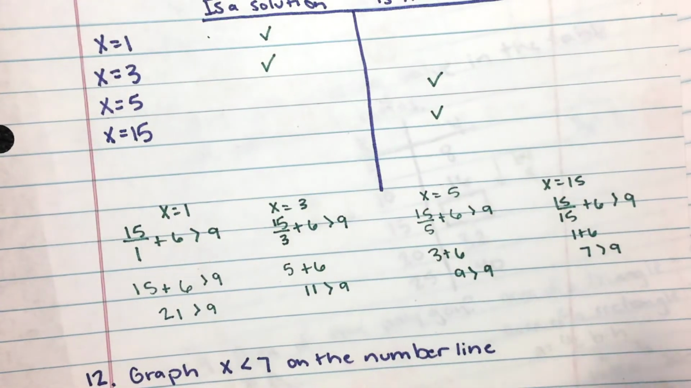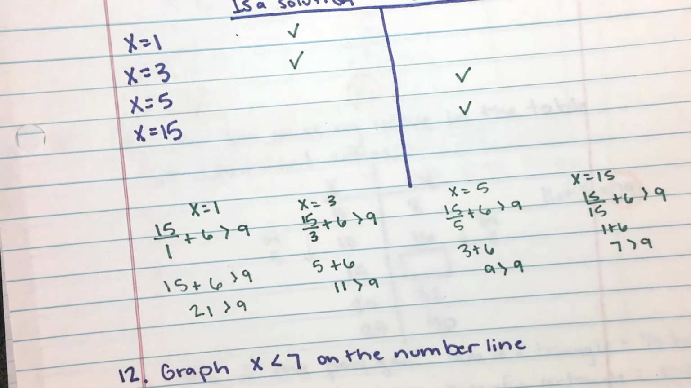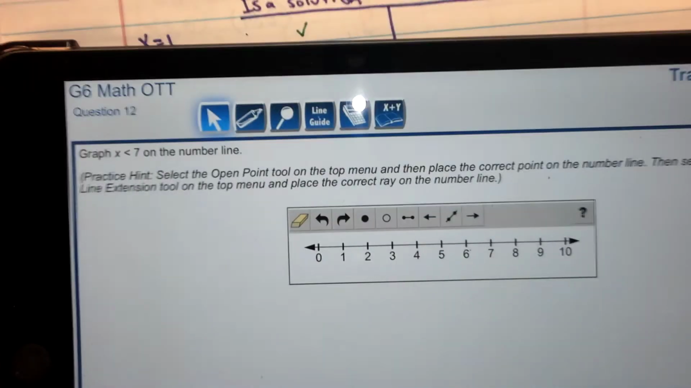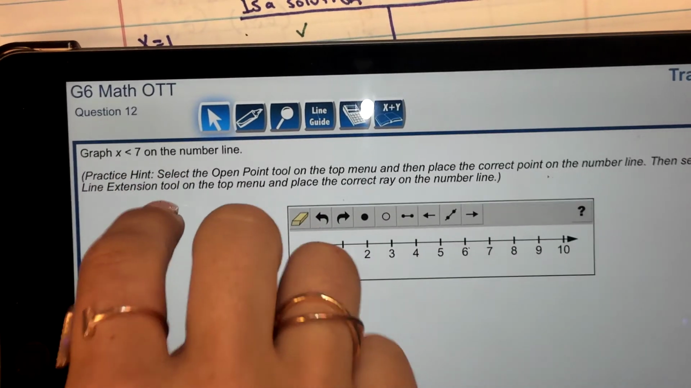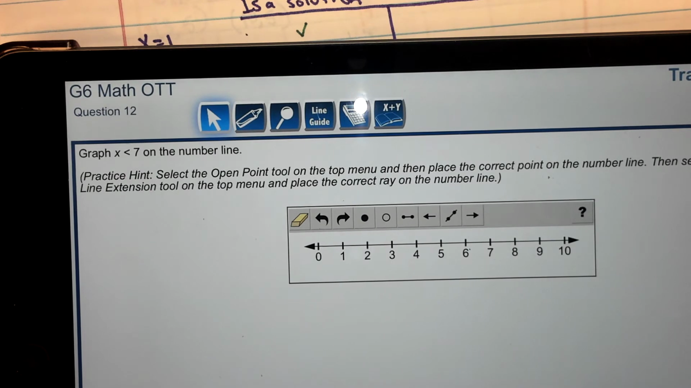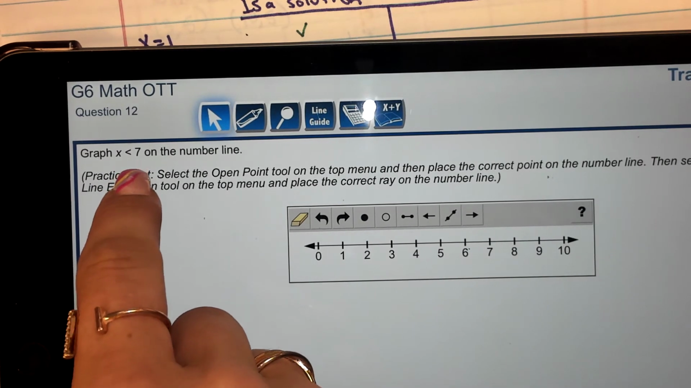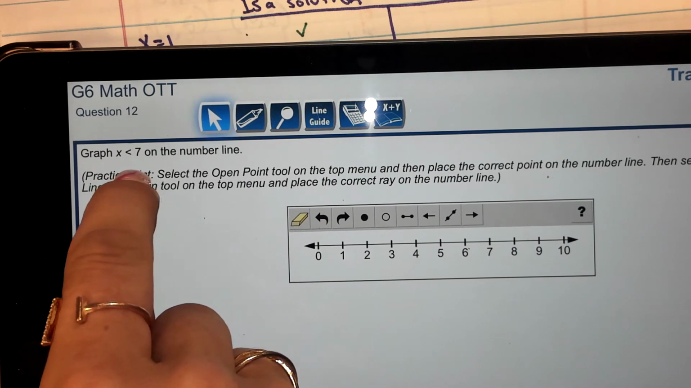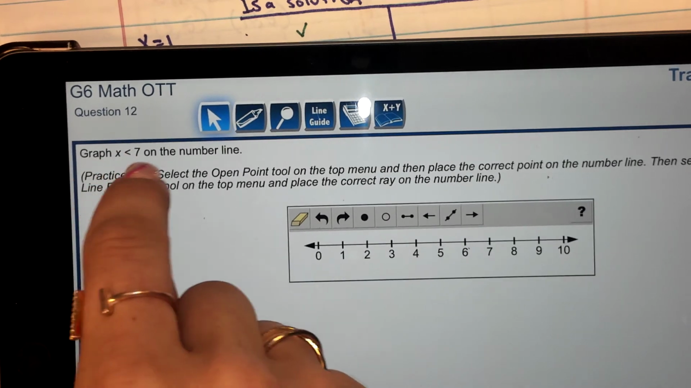All right, now the very last one, number 12. We keep forgetting what we're trying to show. This says to graph on the number line any possible answer choices for x. When you see these, think, what can be my possible answers for x? Can my x be 1? Yeah, because 1 is less than 7. Can my x be 8? No, because 8 is not less than 7, okay?